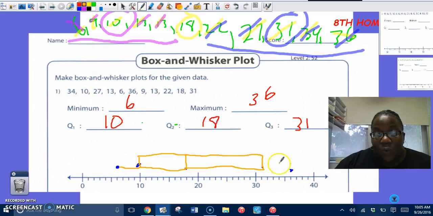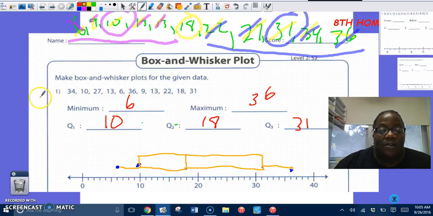And our last whisker will connect quartile 3 to the maximum. So that's 31 to 36. 31 to 36, right about here. This, my friends, is a box and whisker plot. And what will happen with this is that it will be easier for us to answer questions about this set of data if you're looking at a box and whisker plot.